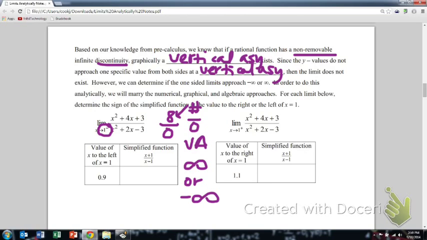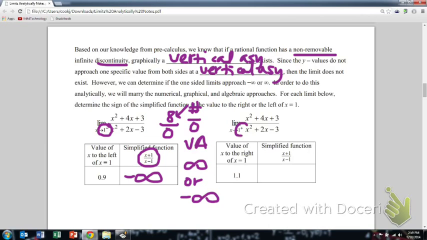So the way you figure it out, 1 from the left, we're going to plug in something close to this into the simplified version that we got after we factored and canceled. After you canceled out the common factor, this is what was left. When I plug 0.9 in, I get 1.9 on the top and negative 0.1 on the bottom. I have a positive over a negative. This is going to be negative infinity.